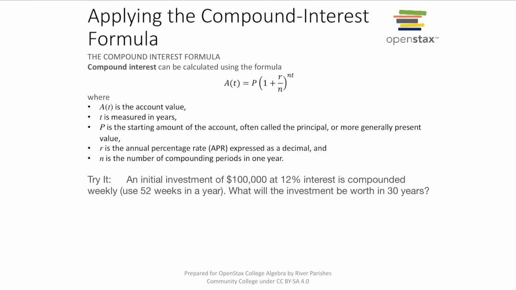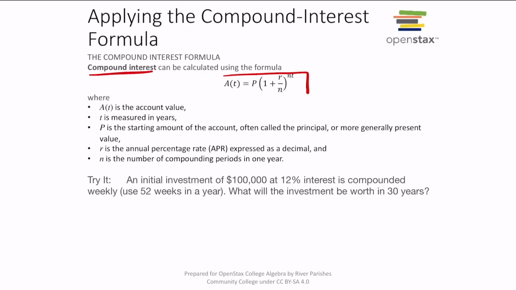So next, how to apply the compound interest formula. So let's discuss the compound interest formula. The compound interest formula is given as A(t) = P(1 + r/n)^(nt).